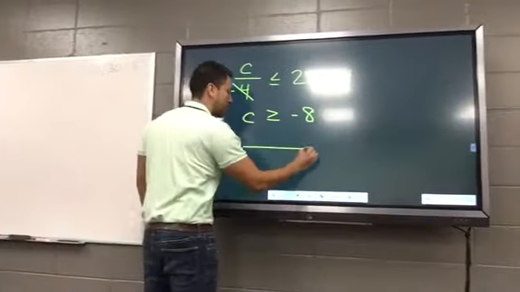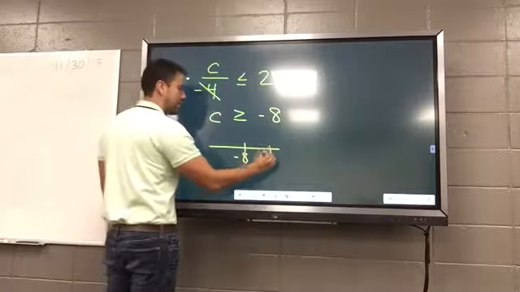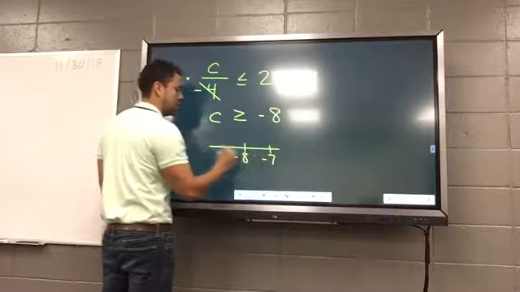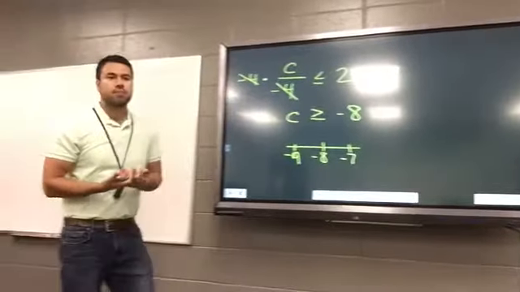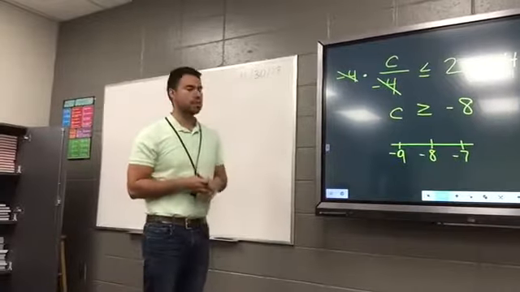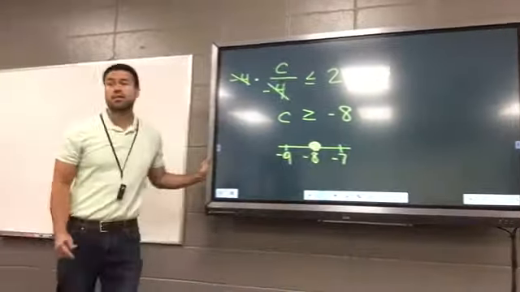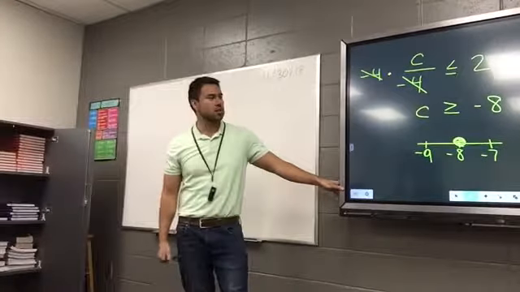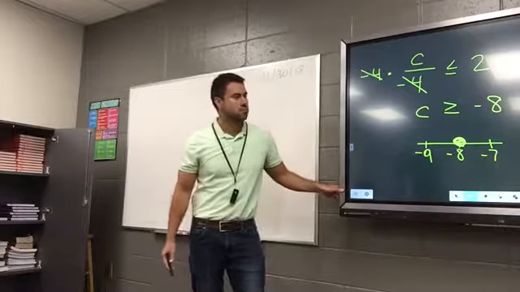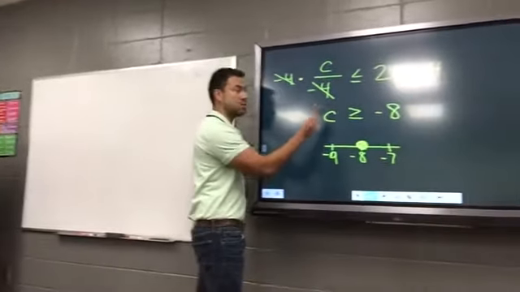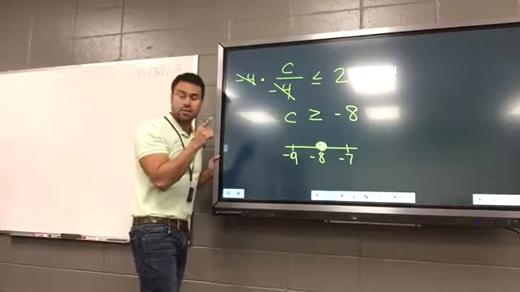All right, graph that real quick. And then I'm going to go through the checking process because that can get tricky on some of these. Mary, what kind of circle goes on -8? Closed circle. Jackson, which way does the line go? To the right. So C is greater than or equal to -8. What does it mean by greater than? To the right.